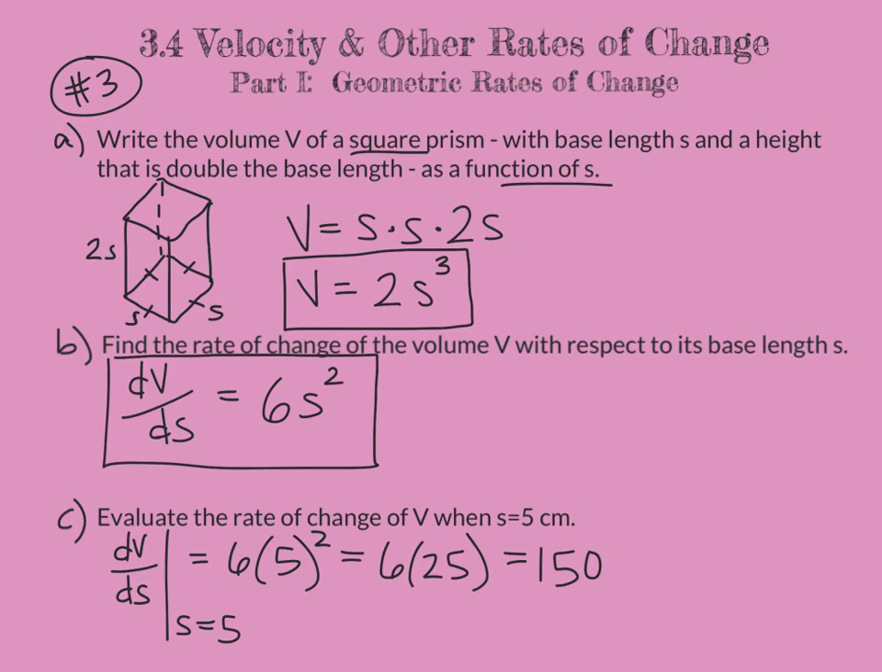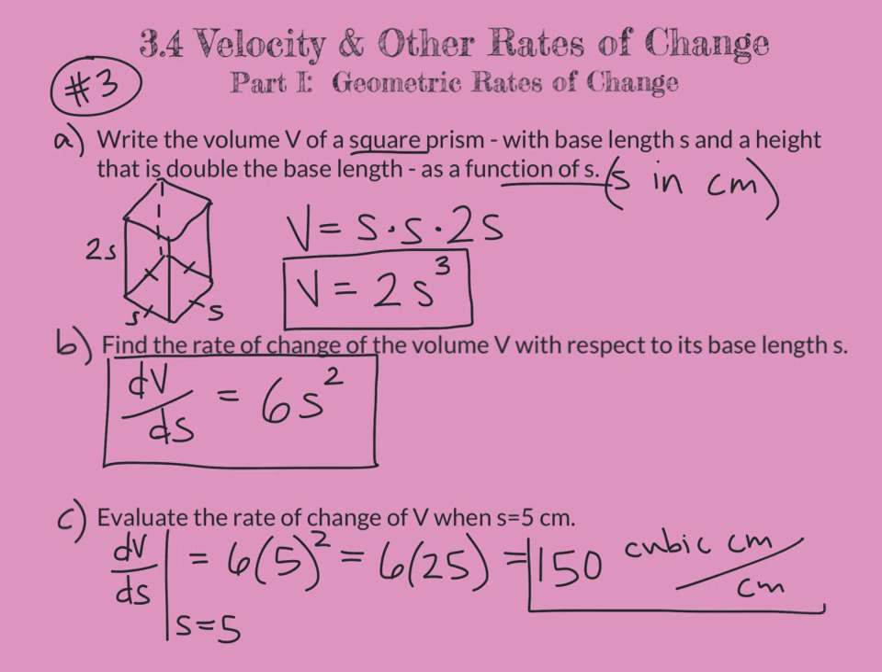So I actually forgot to do that here. Let's just do this real quick. Let's say that this is all in centimeters. S is in centimeters. All right, so that means that the volume is cubic centimeters, and then s is centimeters. So cubic centimeters per centimeter is how our volume is changing when the base length is 5.